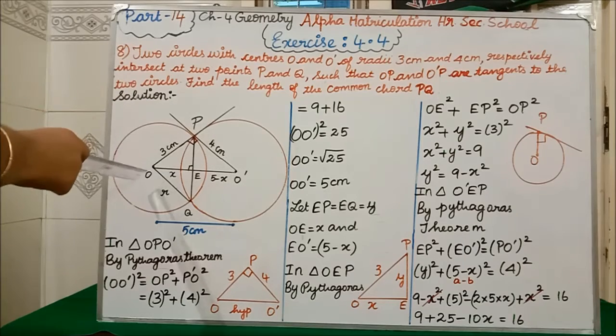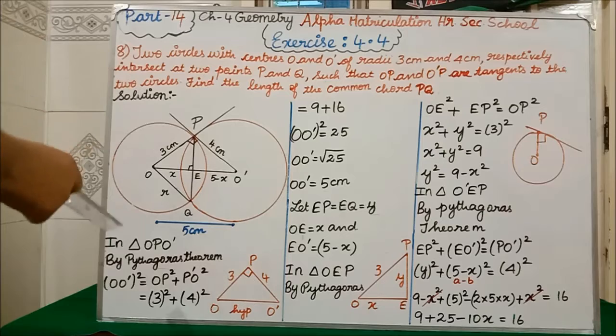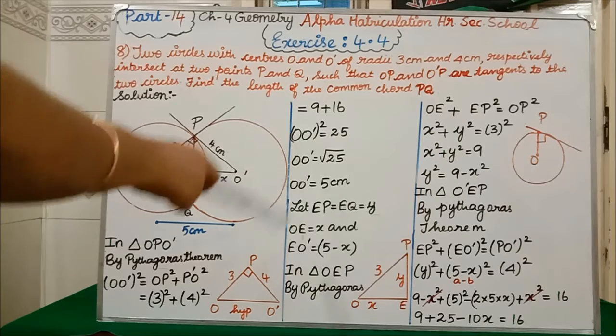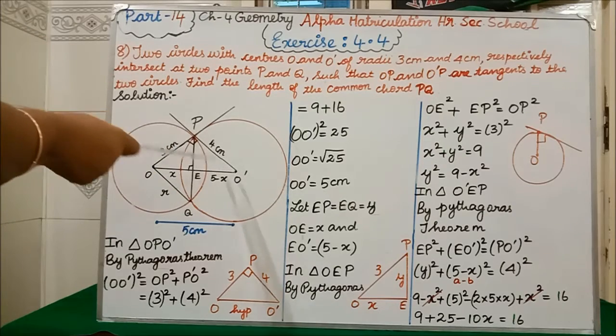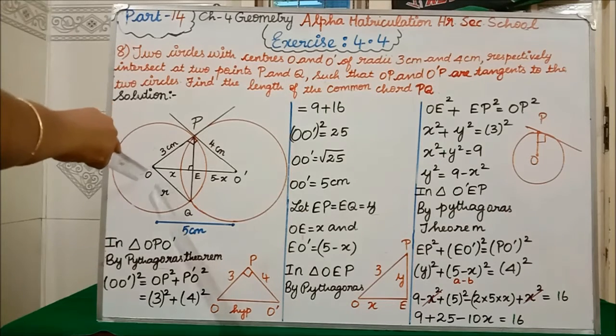First, OP is one radius, going from the center, so the radius is 3 centimeter. Then the other, bigger circle's radius is O dash P, that is 4 centimeter. Clear? OP is also a radius. OQ is also a radius because both are passing through the center. Clear, all of you?